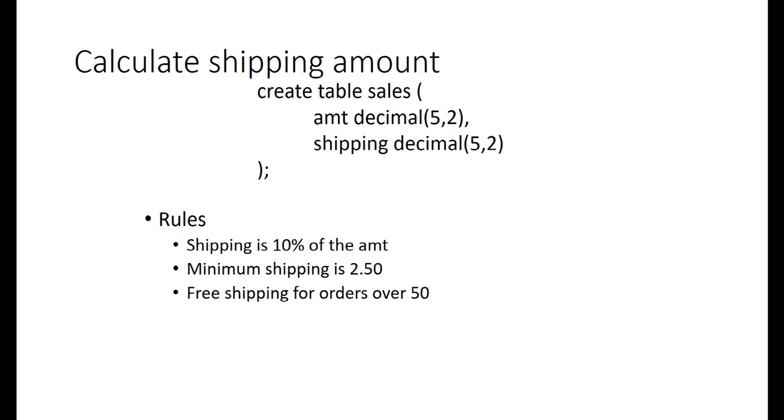Now, you've seen rules like this, haven't you, at places like Amazon, all those places that ship over the internet. They have rules like this, that you get free shipping if it's over a certain amount. It's a percentage. But we're going to get the database to apply those. And so when we create things in this sales table, we want to create the correct shipping amount, the correct shipping charge based on the amount of the product. Okay, and these are our rules. 10% of the amount, minimum is $2.50, free shipping for orders over $50.